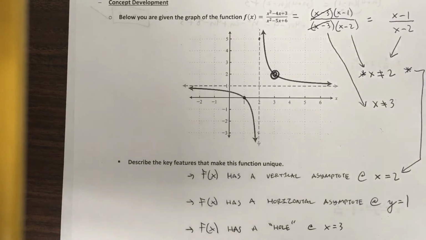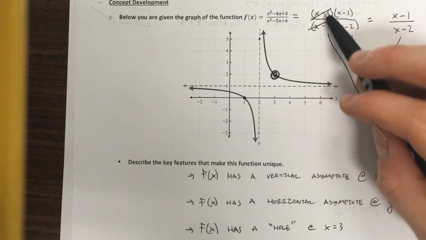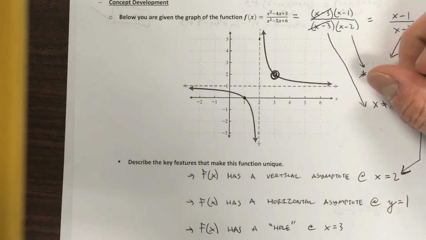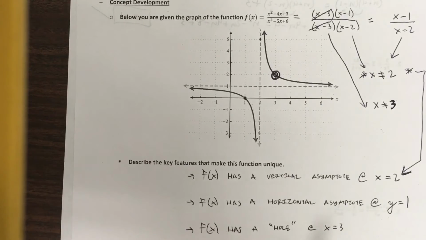So one more time, if the value stays, here the x minus 2 stayed. If it stays, then x still can't equal 2, and that's going to give us a vertical asymptote. However, if we can cancel it out, if it goes away like the 3 did, then x still can't equal 3. However, we have a hole at 3, not an asymptote. We're going to get better at recognizing these in the future.